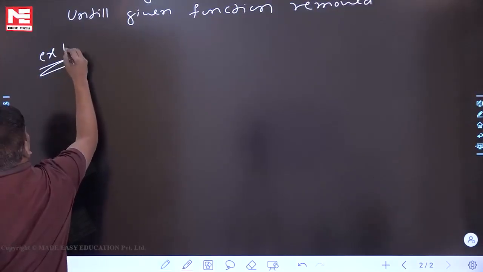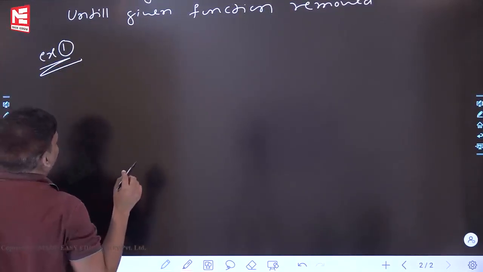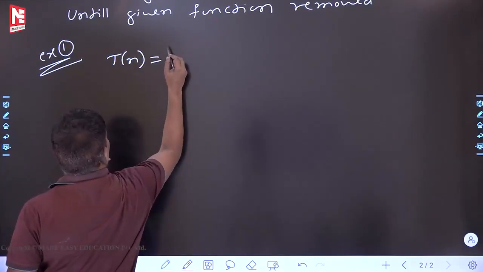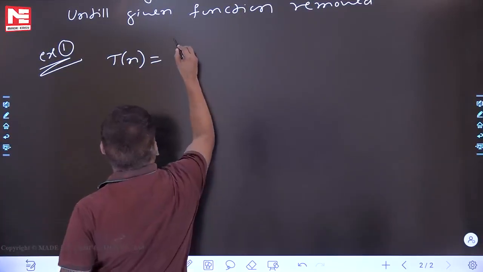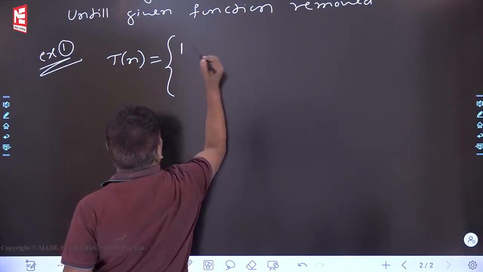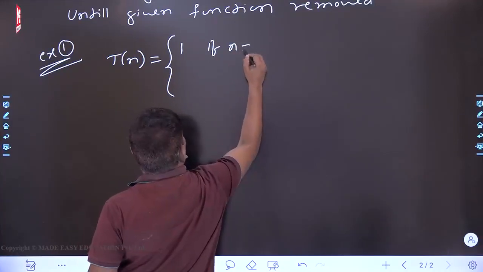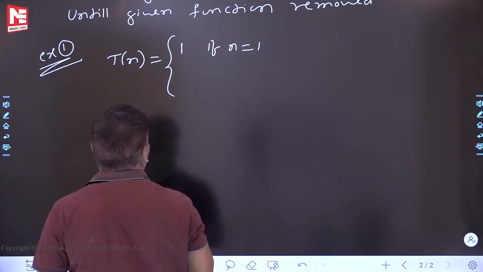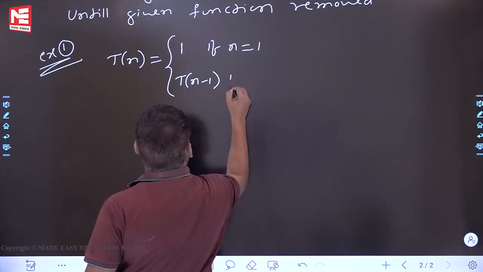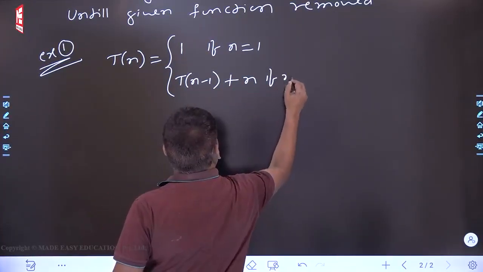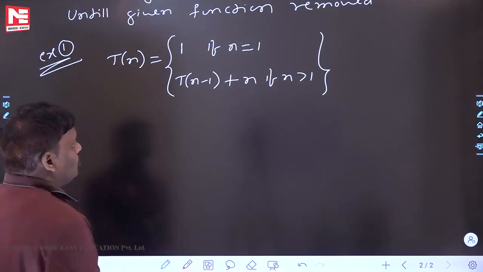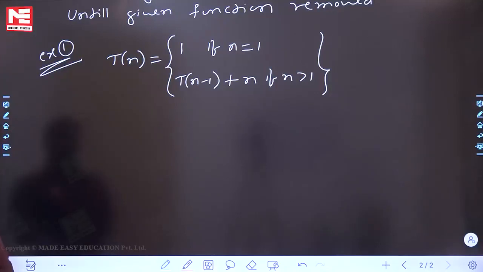Example 1. From now onwards, please be careful. Example 1: T of n is equal to 1 if n is equal to 1, otherwise T of n minus 1 plus n if n is greater than 1. This is the recurrence relation. How to solve it, I will explain now.